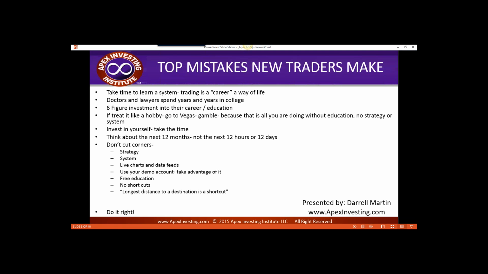Where did you start at the bottom and work your way up? How many years have you spent in that company or that industry? How many years did you spend in college? Think about doctors and lawyers. When we think of doctors and lawyers, we think of some of the higher paid careers in the country. And a career in trading can be just as rewarding or more than even somebody in the legal or medical profession. But what do they put into it?